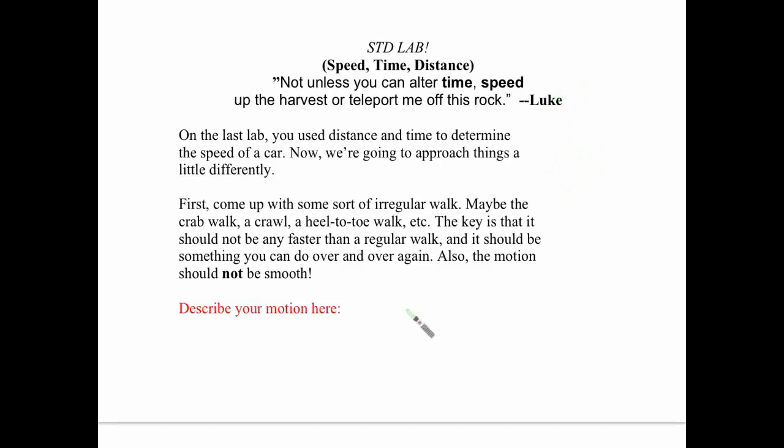So at the bottom of this first section, you see that it tells you to describe your motion here. You should have probably put like heel to toe, you should have put crab walk, cartwheel, whatever you guys decided to do. The point of this was to try and get you to see that we wanted to decipher between instantaneous and average velocity when you got to the end of the lab. So that's why we chose a silly walk, and hopefully you just wrote something down there.